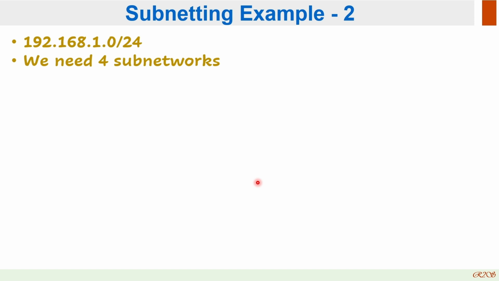Let's look at another example. So consider 192.168.1.0/24.